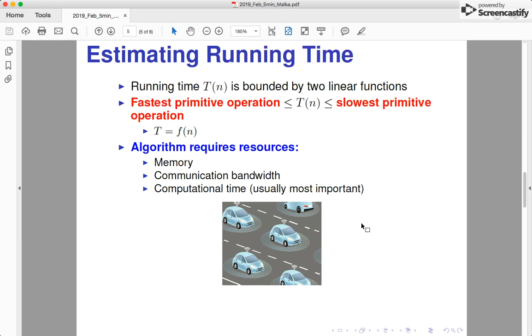Now we know estimating running time is so important. This running time is bounded by two linear functions, fastest primitive operation and slowest primitive operation. So running time of your algorithm cannot go beyond these limits. To run this algorithm, we need resources: memory, communication bandwidth, and computation time, usually the most essential thing. Now we have four working algorithms developed by you. Let's try to analyze together which algorithm is the best. As said before, if you do not understand at any point, please stop me and ask.